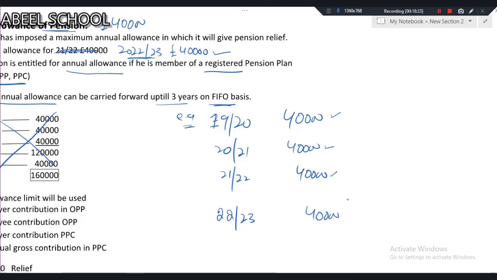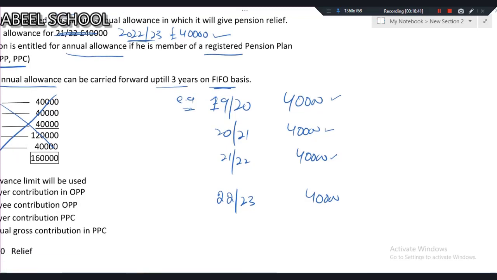40,000 of the current year and the unused limits of the previous 3 tax years. If you have not used any limit in 19-20, then the entire 40,000 is available. If you have not used any limit in 20-21, again the 40,000 is available, which means that in this case, the maximum annual allowance limit available to you in the tax year 22-23 will be £160,000, provided that this particular individual has not used the annual allowance limit previously. Okay.